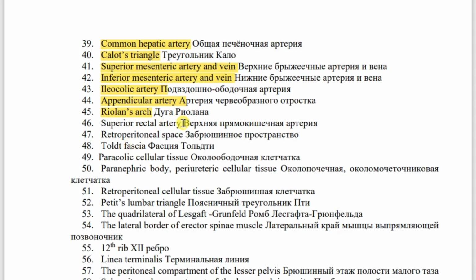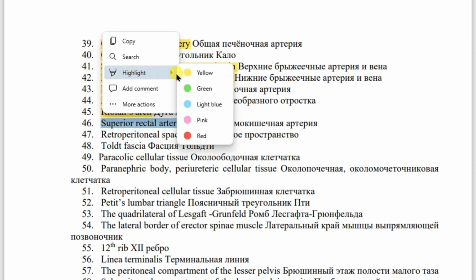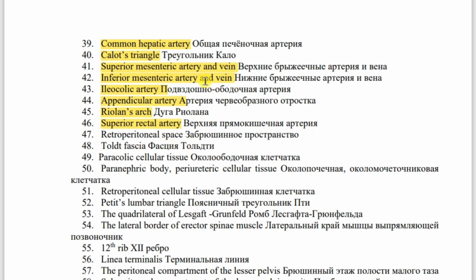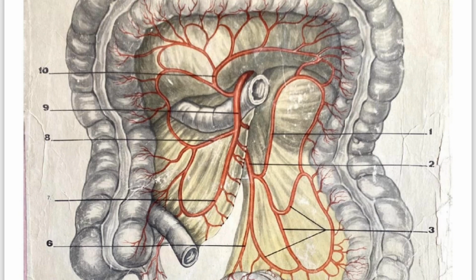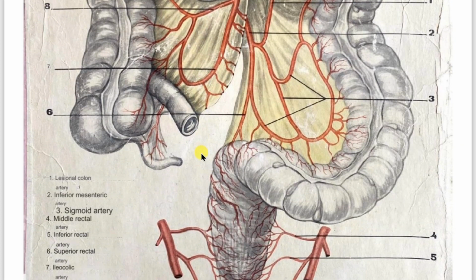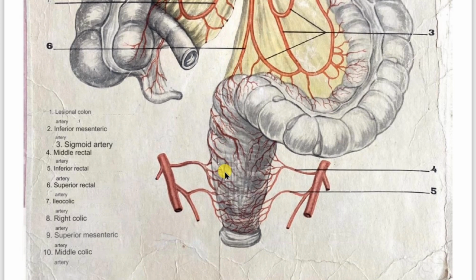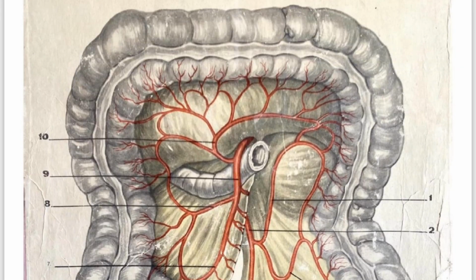Next, let's see what we have. We have the superior rectal artery. Let's see it on the poster. How can we recognize it? Here you can see the superior rectal artery. It is a continuation of the inferior mesenteric artery, which we already discussed previously, and it provides blood to the rectum. Here you can see the rectum. It provides the blood supply.